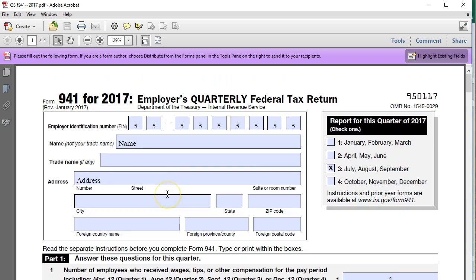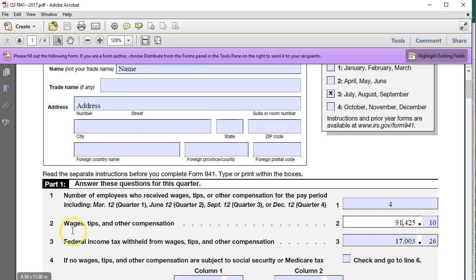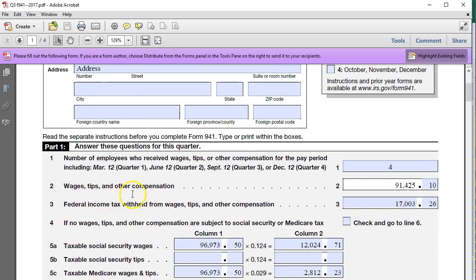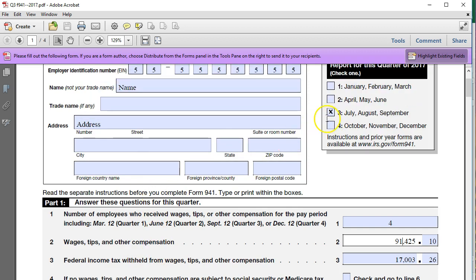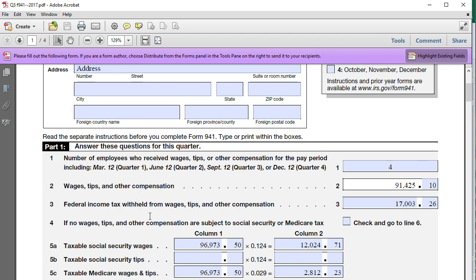Let's go back to the 941s and see if we can reconcile those items. If we go to the 941s, we've got the wages, tips, and other compensation. This is for the third quarter. We're going to add up the 4 quarters of that number and see what it comes out to, and see how we can reconcile that possibly to the year-end 940.